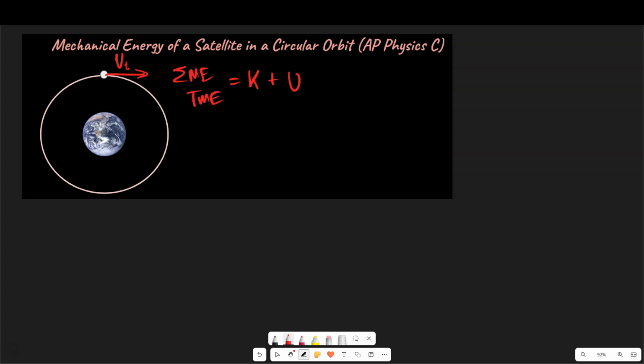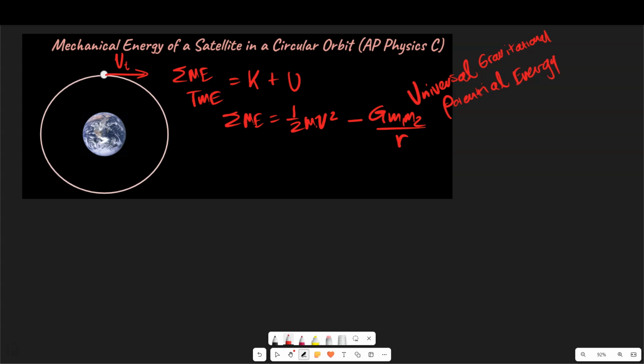And so we know something about these things. We could say the sum of the mechanical energy, the total mechanical energy that we have, well, that's 1/2 mv squared minus big G m1 m2 over r. And that's not r squared, that is simply r. And what am I writing here?